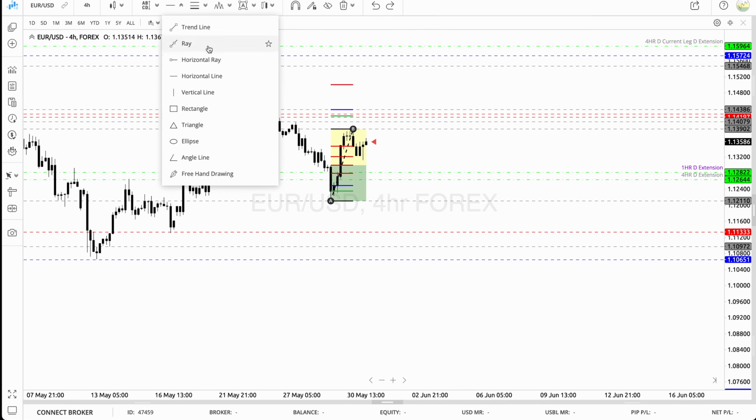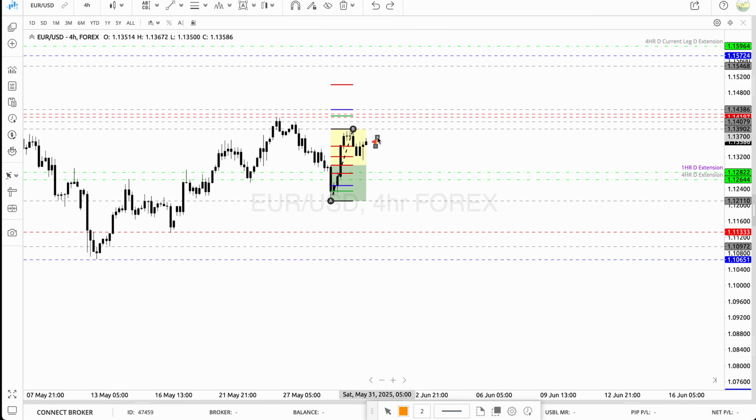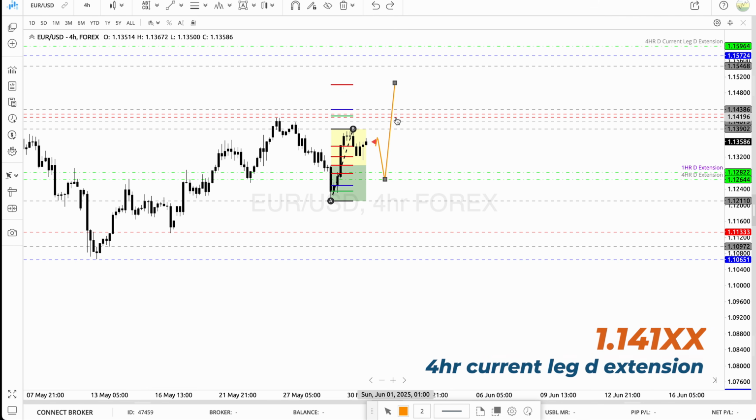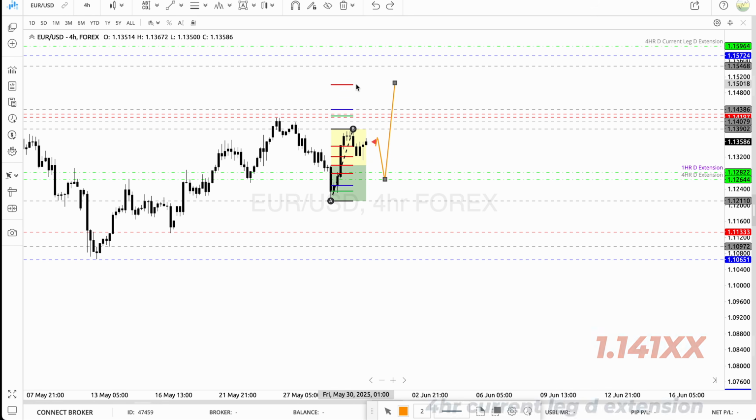So assuming we get this pullback, I'm going to draw my swing high somewhere in this zone, right? Falls into 618. And I'm going to carry this to the upside. So this assumes that we break through these levels here, these daily levels. Now, if I'm playing the buy, I'm taking partial close at 1.141, and letting the rest ride, moving it into profit so that it's a no risk trade for me.